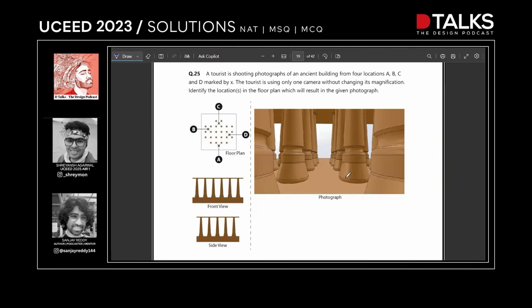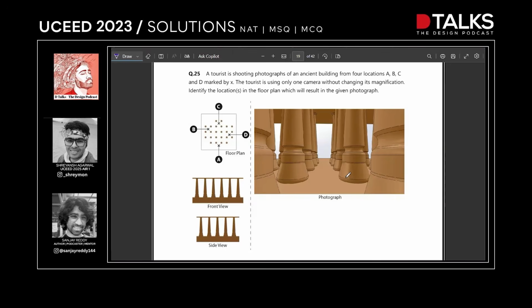25. A tourist is shooting photographs of an ancient building from four locations A, B, C, D, marked by X. The tourist is using only one camera without changing its magnification. Identify the locations in the floor plan which will result in the given photograph.